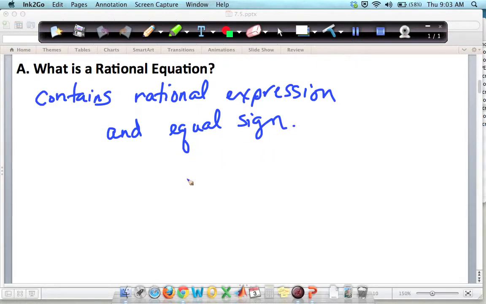So a really simple example would be 1 over t plus 3 equals 5. We have a rational expression, we have an equal sign, we could solve for t here.